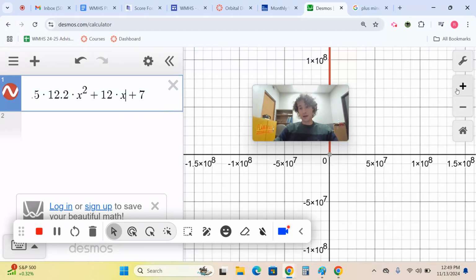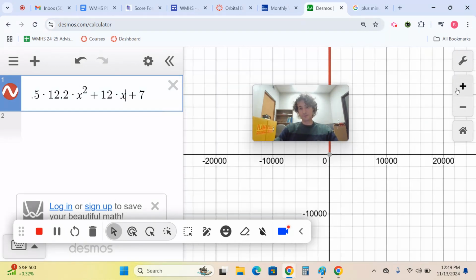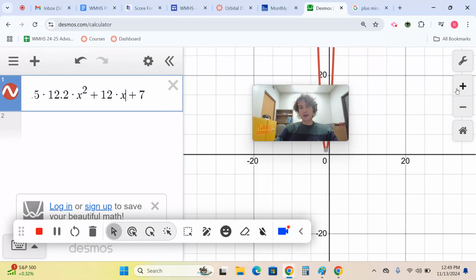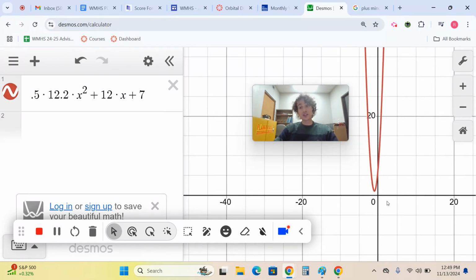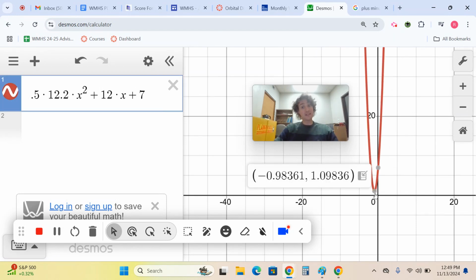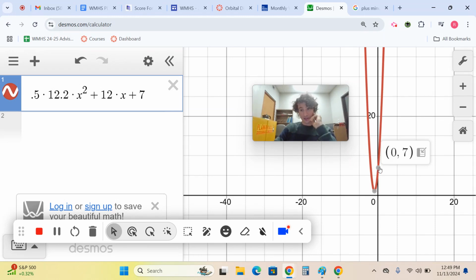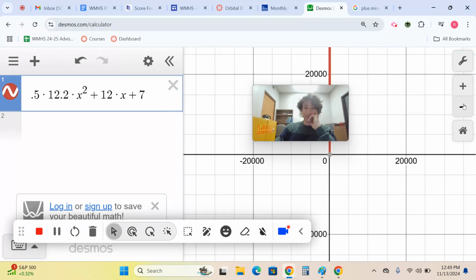If you zoom in, here's your parabola. Better really zoom to see it. There it is, there's my parabola. Hey, it started where? Above the ground. How far above? 7. Pretty cool, right? Because when x equals 0, when time is 0, this is of course 7. So at time equals 0, we are at 7.